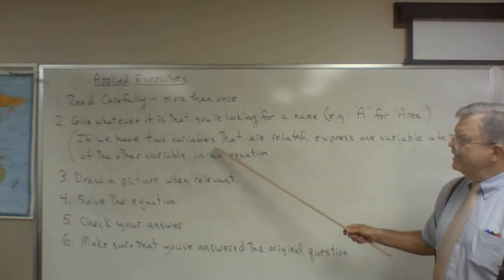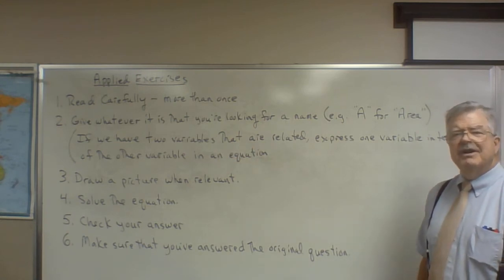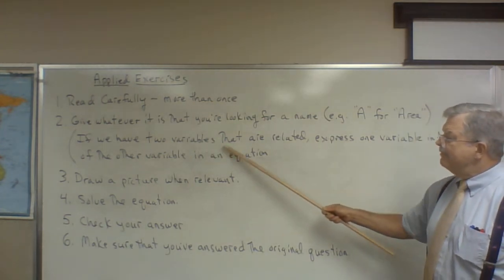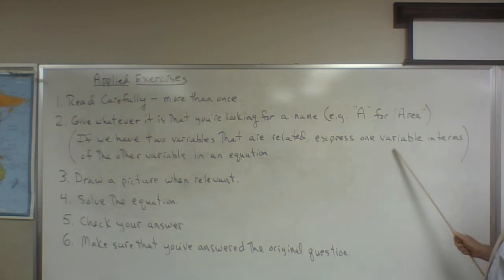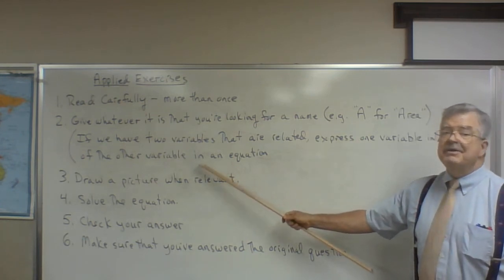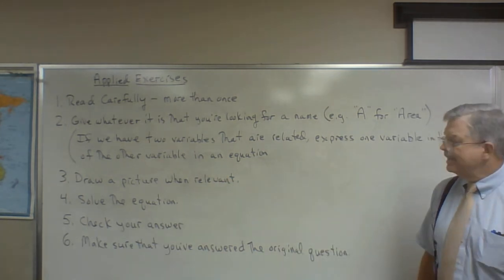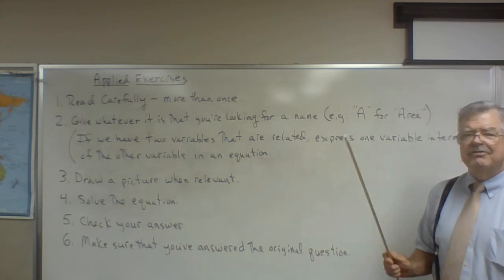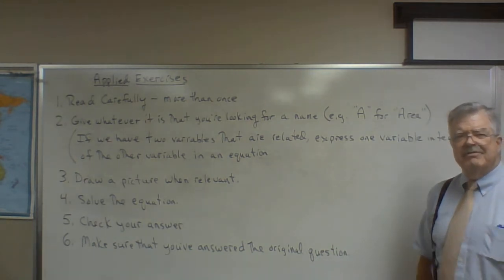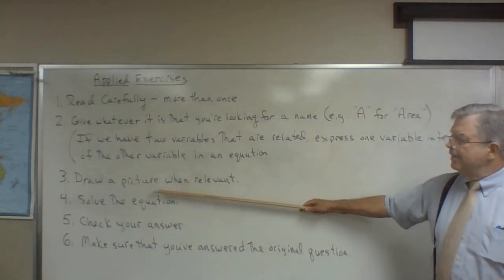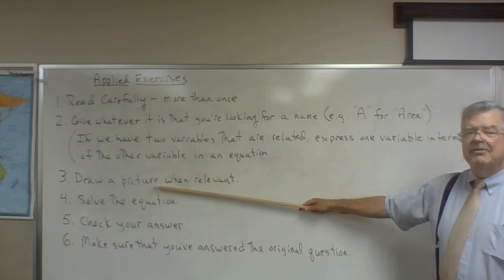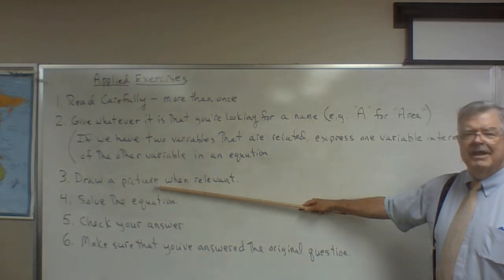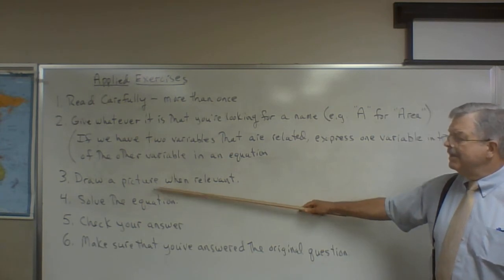Here's a side point, because I've noticed that some of the examples in our text, even early on, involve two variables. If we have two variables that are related somehow, express them both in an equation that relates the two variables. Third, draw a picture when relevant. If this is something that has a physical representation, let's say we're looking for area or volume, we can draw a picture.